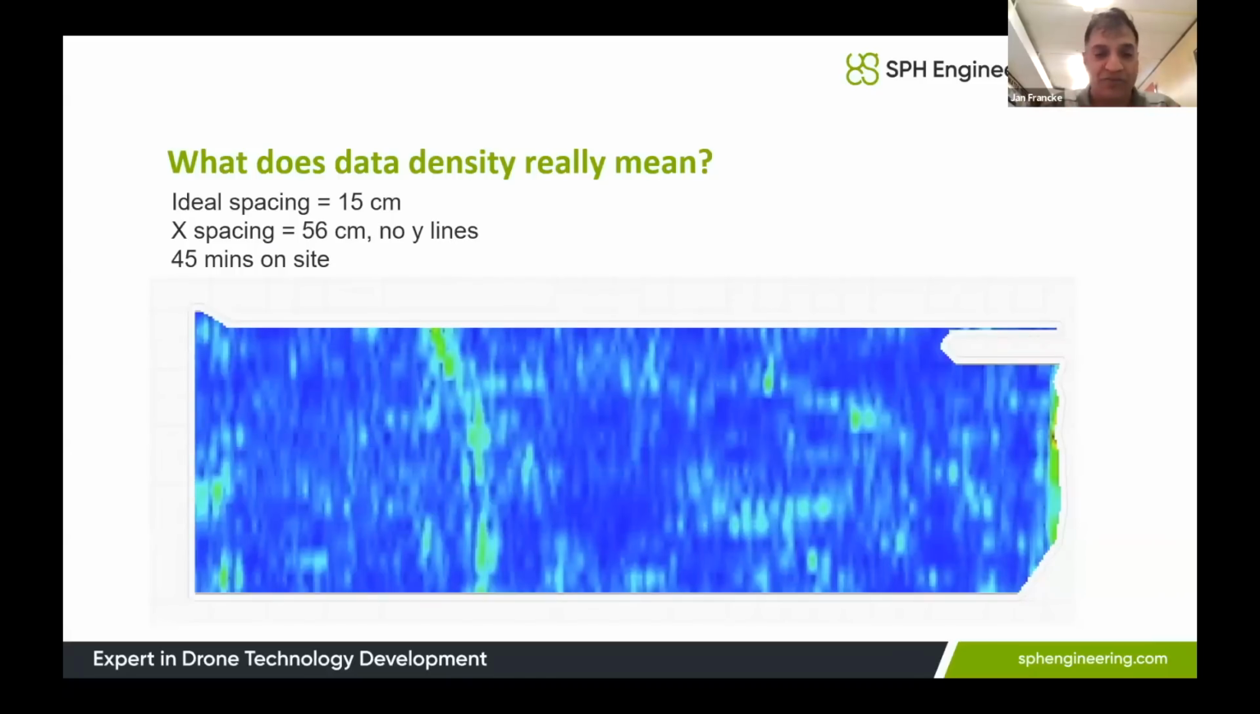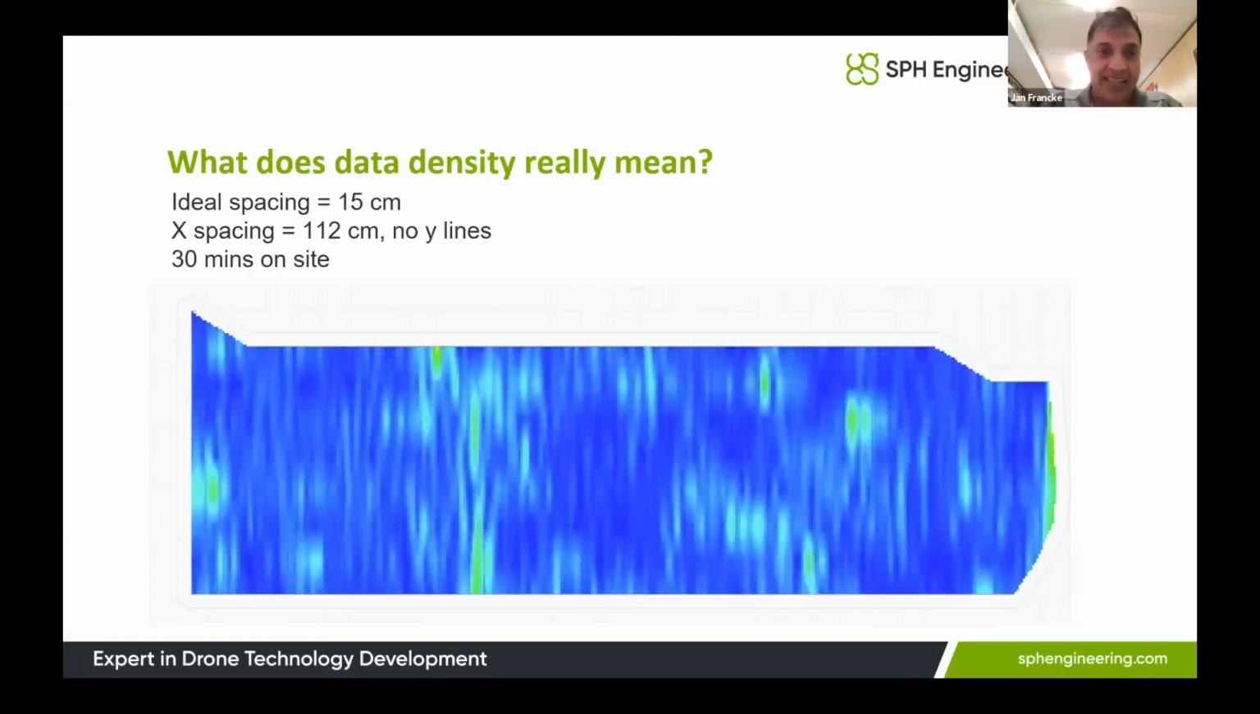Let's say only 45 minutes spent on site driving this cart back and forth. Wow, I've pretty much missed an entire pipe there. I just can't see it, right? Let's get even worse. 30 minutes on site. They've only done lines in one direction, and in the Y and the X direction, they've gone every meter. Holy crap, I can't make anything out of this at all.